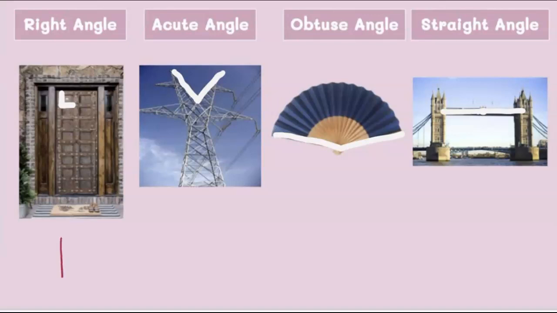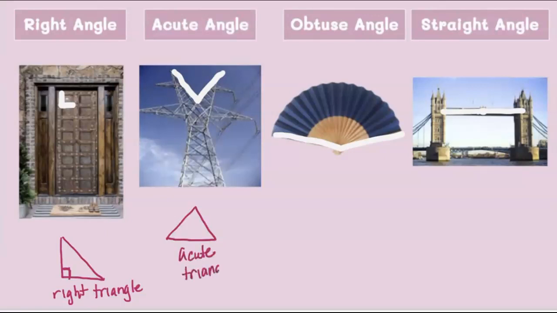If you have a right angle in a triangle, it is called a right triangle. And you will see this little box here at the right angle. If you have an acute triangle, that means that every angle inside the acute triangle is acute. Whereas this only has one right angle, an acute triangle has all three angles acute.